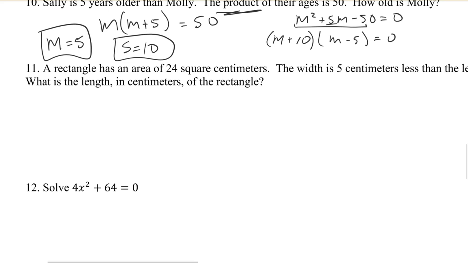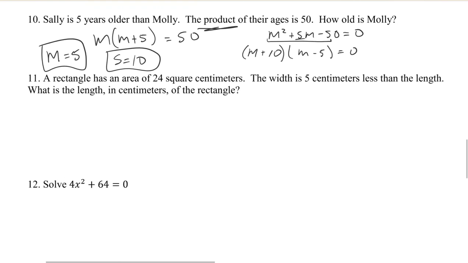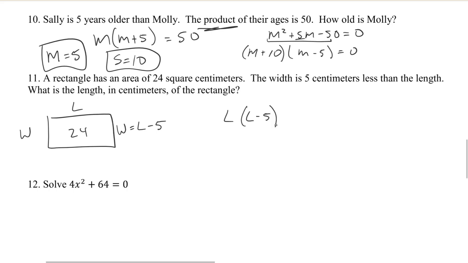A rectangle has an area of 24 square centimeters. The width is 5 centimeters less than the length. What is the length? So draw ourselves a picture. 24 is the area. The width is 5 centimeters less than the length. So W equals the length minus 5 centimeters. That would be length. So L times L minus 5 equals 24. L squared minus 5L minus 24 equals 0.